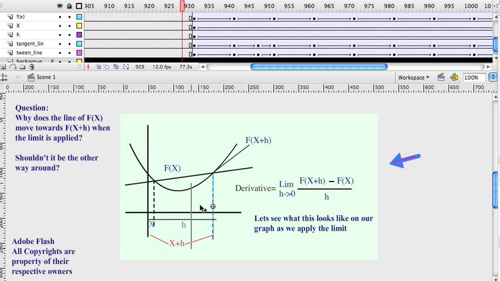After all, h is shrinking. x isn't getting bigger, h is shrinking. That's the question, and this is a great question. This is actually more or less an editing, I don't want to say mistake on our part, but it's something that could have been improved.